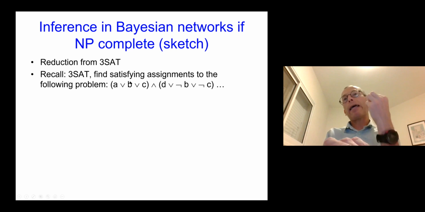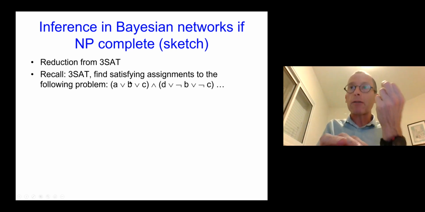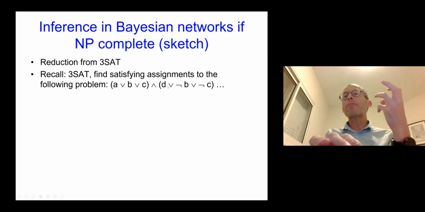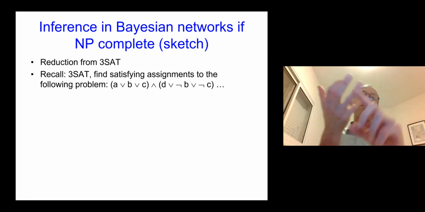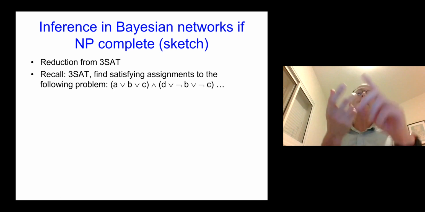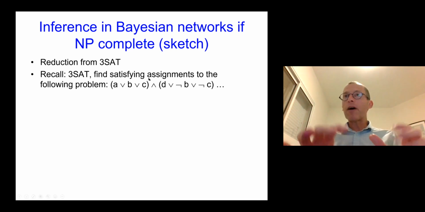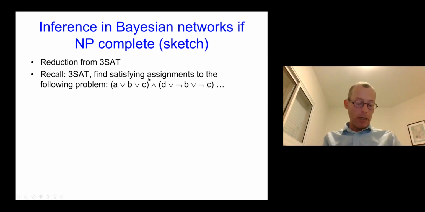And the question is, can you find an assignment to the variables, given that we have the variable and its negation? For example, A is 1, B is 0, C is 1, D is 0, and so forth, such that this function that we defined is satisfied. This is called 3SAT, or the satisfiability problem, and it's known to be an NP hard problem.